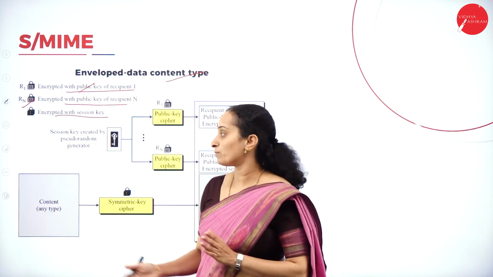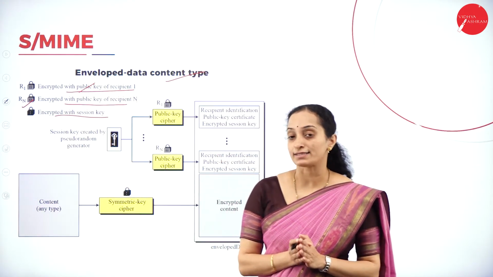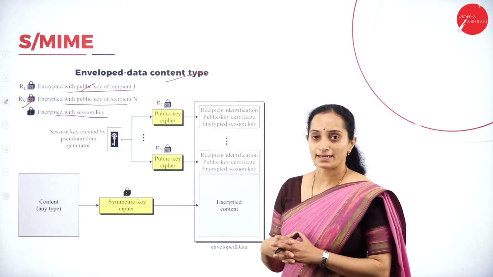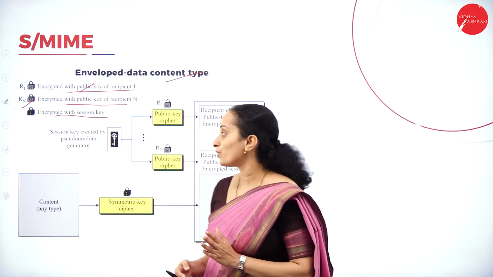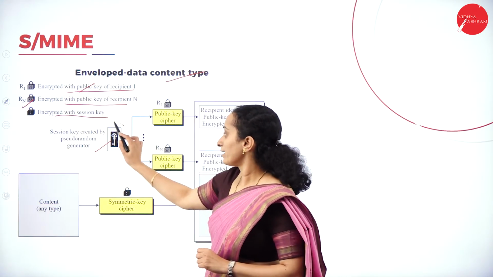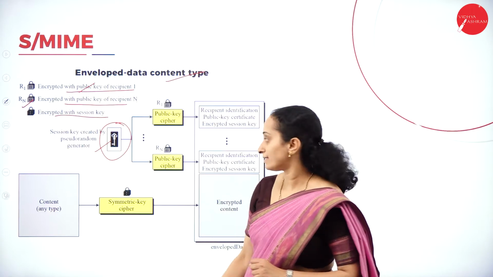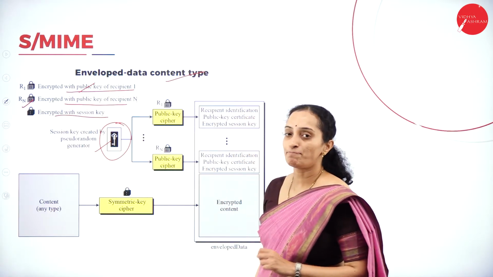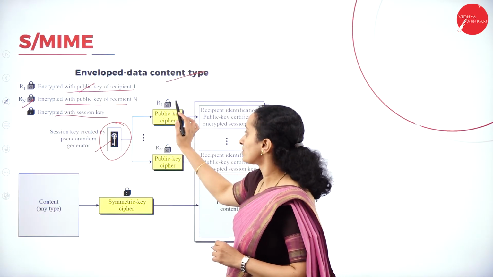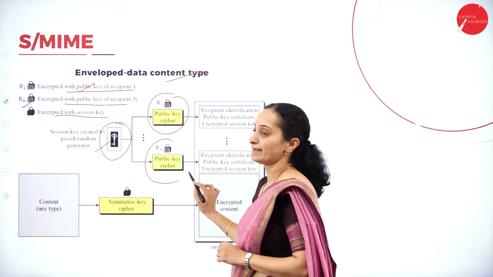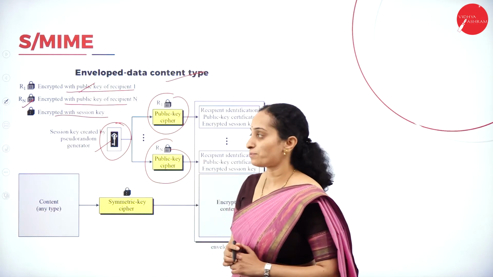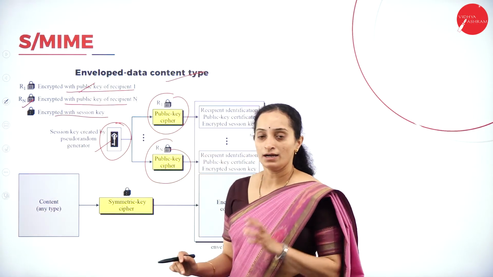In this, we will get an object after the encryption, which is called the enveloped data. The steps that can happen in an enveloped data content type are: first, a pseudo-random key is generated by the key generator. So a pseudo-random session key is created and is sent as a public key by the receiver. So the receiver's public key is used to encrypt the data. So here we have the encrypted public key of recipient n and recipient 1. So this will be applied to the data.